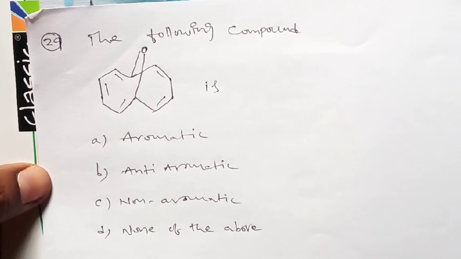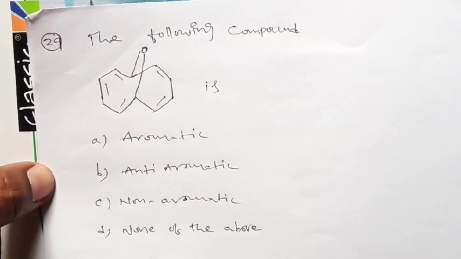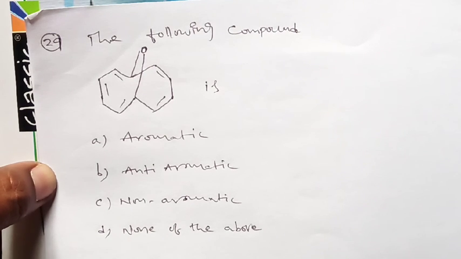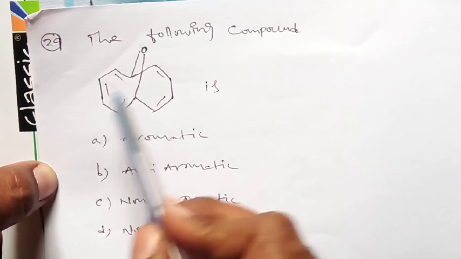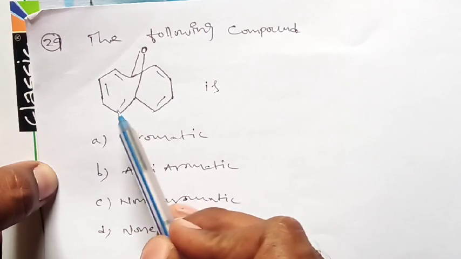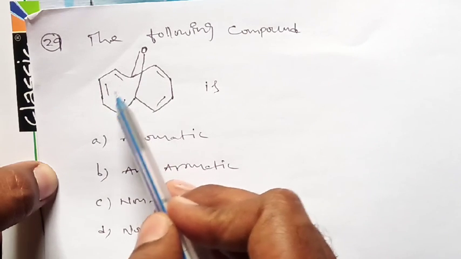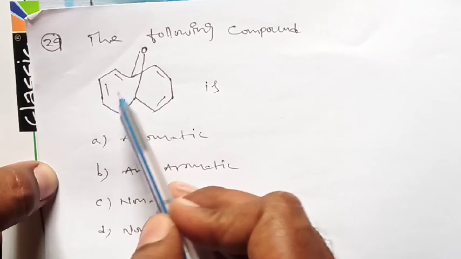So the following compound given here is aromatic, anti-aromatic or non-aromatic. You know that for aromatic, what are the rules you are supposed to follow? First of all, it is the ring structure. It must have conjugation and it must follow Huckel's rule, 4n plus 2 pi electrons. First of all, see the ring structure. It has planarity. Observe whether conjugation is there or not.